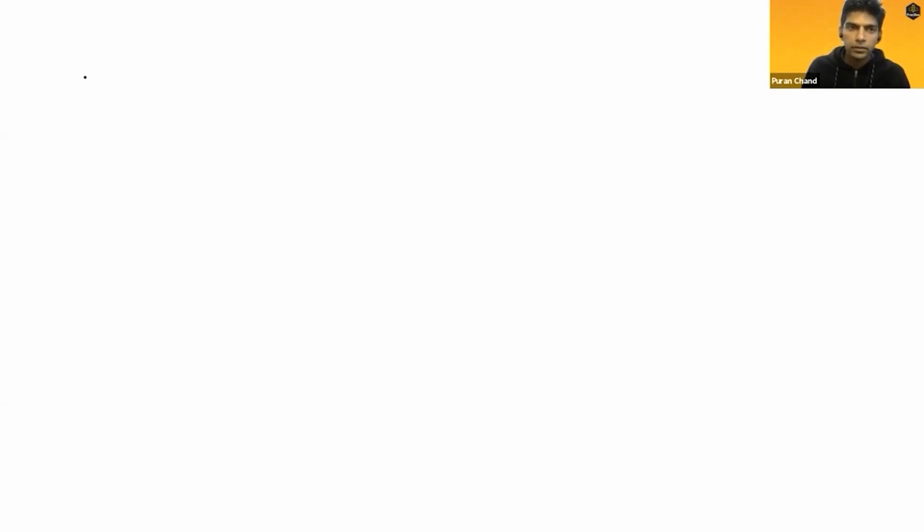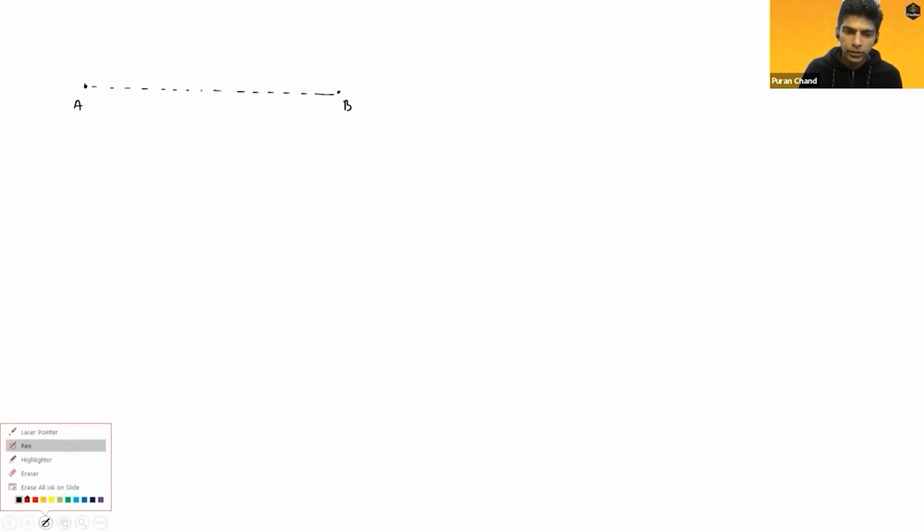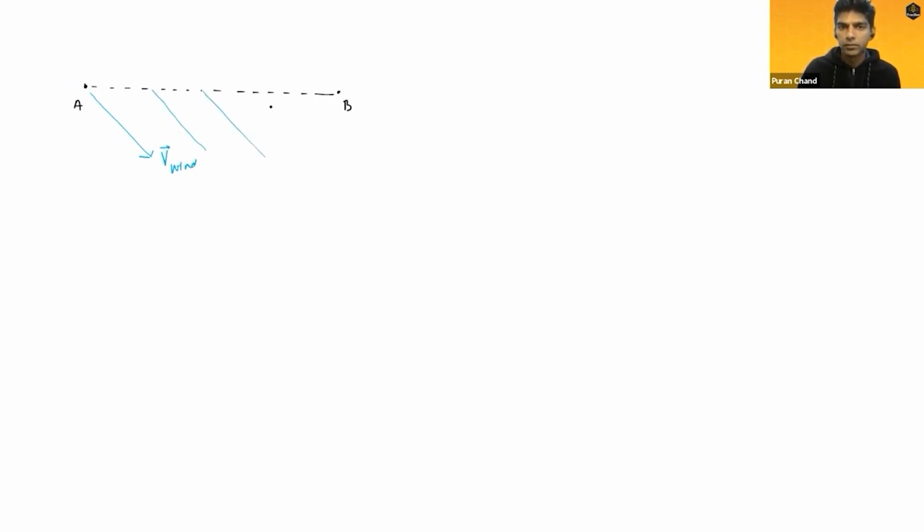Suppose there is a plane which has to go from point A to point B along this particular path. And you are given that the wind is blowing in this particular direction. So this is the velocity of wind, and everywhere along the path the velocity is like this. Now we want the velocity of the plane with respect to the ground to be along AB. So the velocity of the plane should be along this particular line.